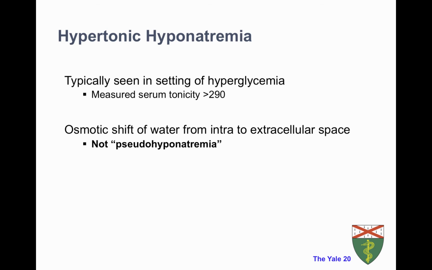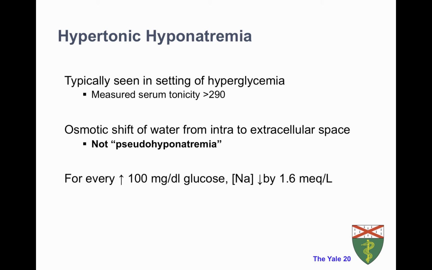We can actually quantify how much the sodium would be expected to drop for a given rise in glucose. For every 100 milligrams per deciliter increase in the serum glucose, the sodium is expected to fall by 1.6 milliequivalents per liter. So as an example, if we assume a normal glucose of 100, if a patient comes in with a glucose of 1100, we would expect the serum sodium concentration to fall by 16. And as you would expect, if you correct the glucose back to normal, the sodium should return to normal as well. Next is isotonic hyponatremia.